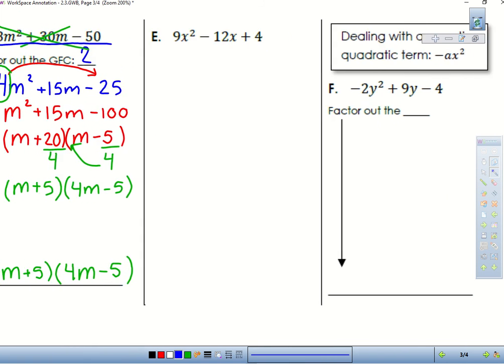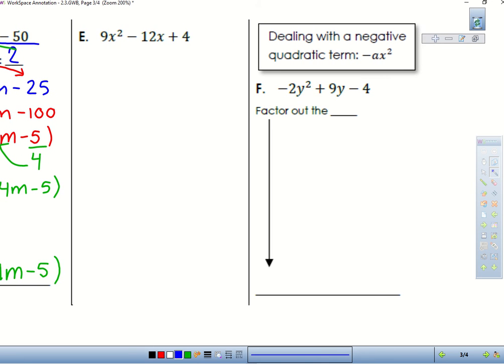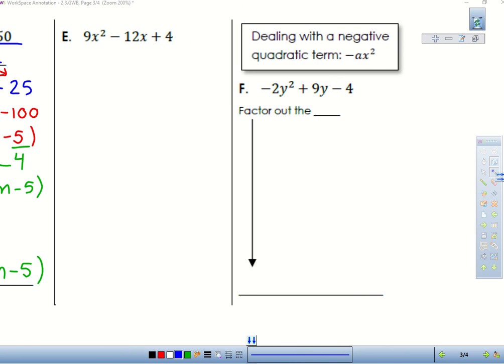Okay. Alright, moving on. For letter E, is there a GCF, yes or no? No, no GCF at all. So, when there is no GCF, we can just go ahead and multiply the A and the C.